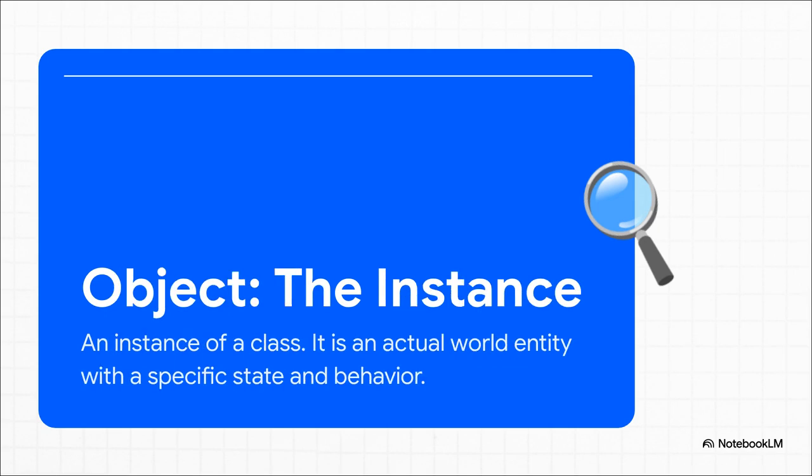Okay, so if the class is the blueprint, then the object is the actual house you build from it. It's the real thing, the instance you can see and interact with. And the cool part is you can use that one blueprint to build tons of unique houses. Each one is its own object. One might be painted blue, another red, but they both came from that exact same master plan.